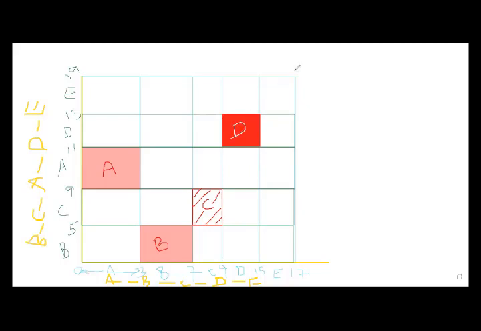Next, we are going to plot the E common area. We are going to shade the E common area. 15 to 17. Here, 13 and 19. This is the common area for E. Okay. The total will be plotted for all missions.